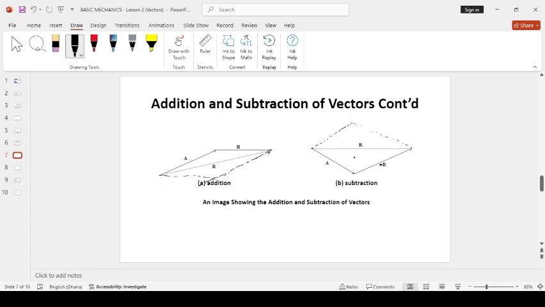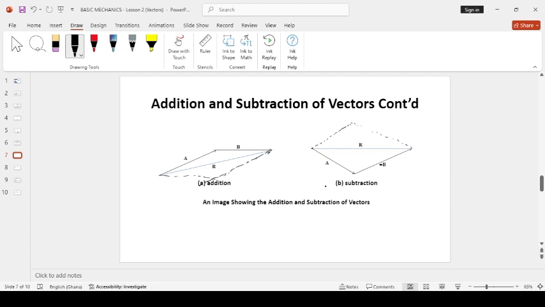In another way, if the arrows here are not drawn to scale, then before we can find the actual resultant, we will have to use either the sine rule or the cosine rule, and it will help us to find the magnitude of the resultant. But finding the magnitude of the resultant using the sine rule or the cosine rule will be a lesson for a different day. For now, our focus is on how to determine the resultant of the addition of vectors and the subtraction of vectors.